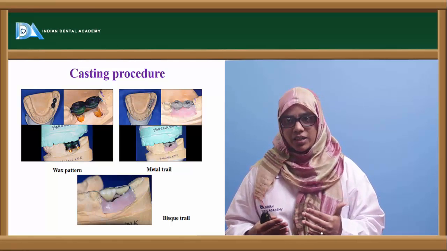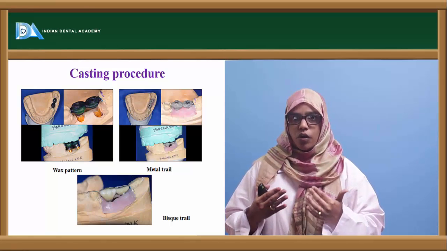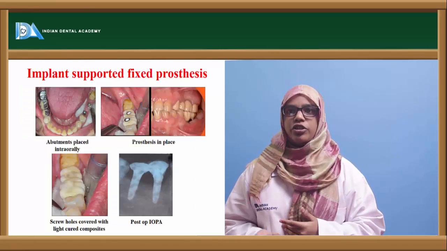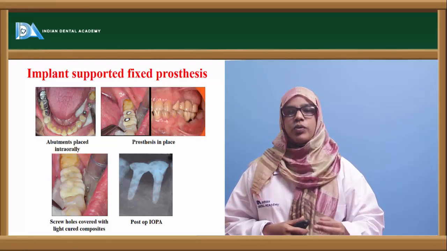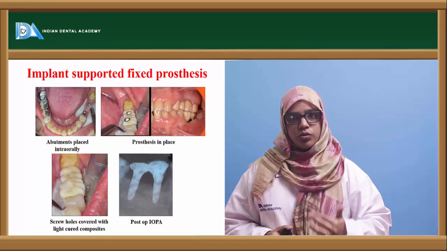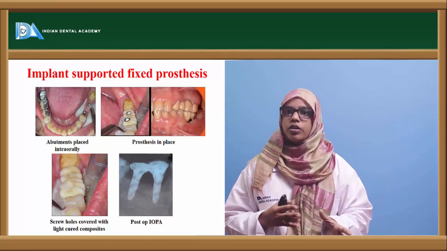You'll make a metal cast, check the metal trial, then put ceramic or porcelain on it and do a trial in the patient's mouth. Once it fits properly, you will either cement it or screw it in. A fixed prosthesis can either be cemented or screwed.